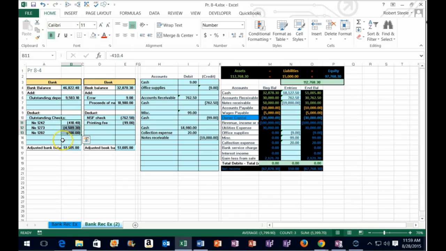The checks down here, on the other hand, could take longer. You know, if we paid the rent with a rent check, we're going to give it to the landlord. They're going to have to go to the bank. They're going to deposit it in their bank. Their bank's going to have to talk to our bank and get the money. That's going to take longer to clear. So if we have an outstanding check for like a month or more, that may not be completely unusual depending on who we gave the check to.